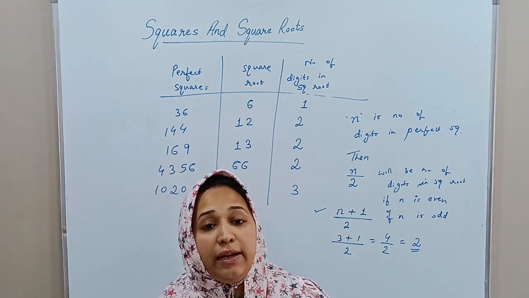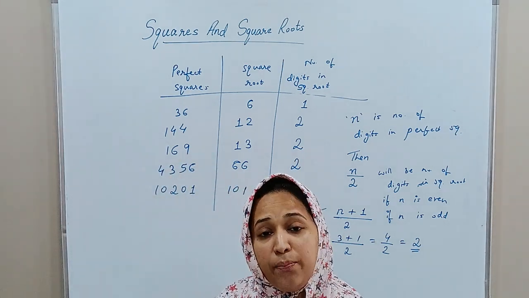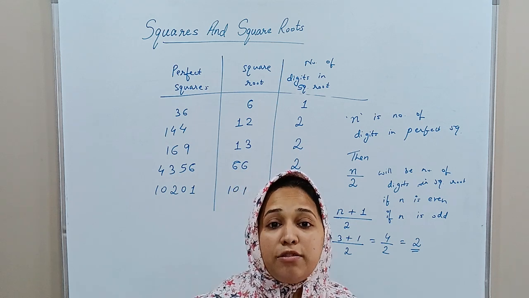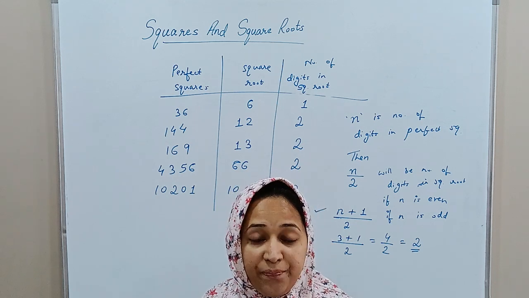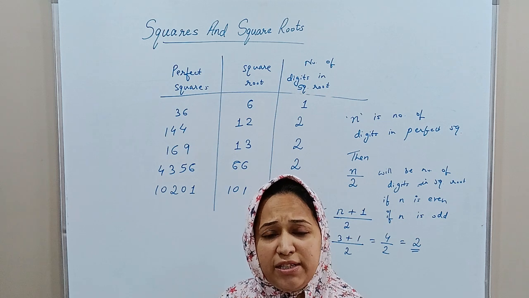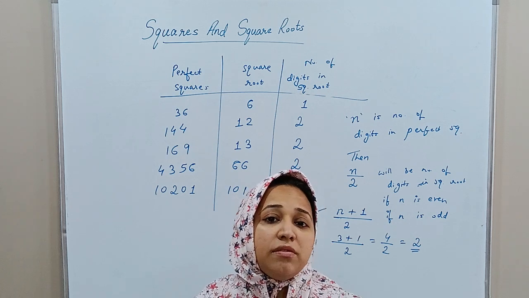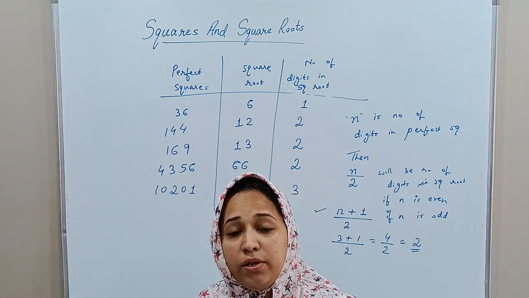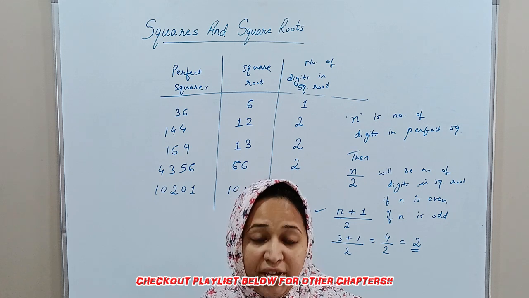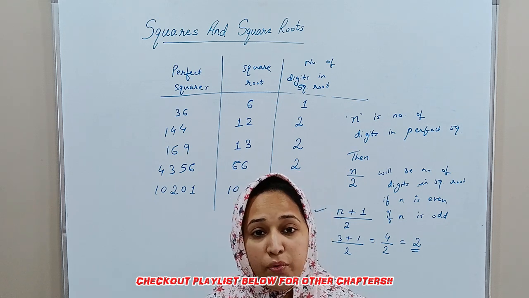In this way, we can calculate or we can find out the number of digits in a square root of any perfect square. It is a simple formula. If n is even, then for finding the digits in the square root, we have to calculate n by 2. If n is odd, then you have to do n plus 1 by 2.